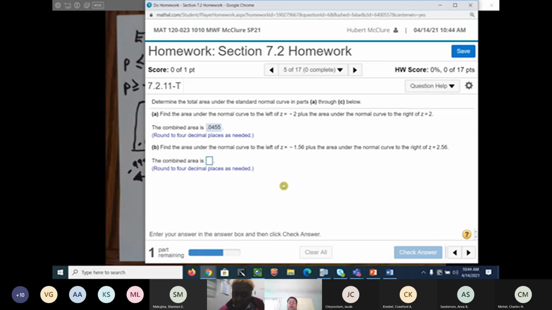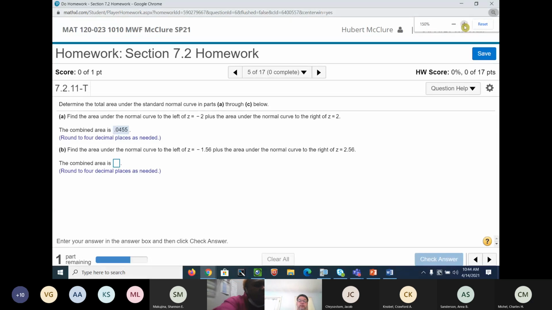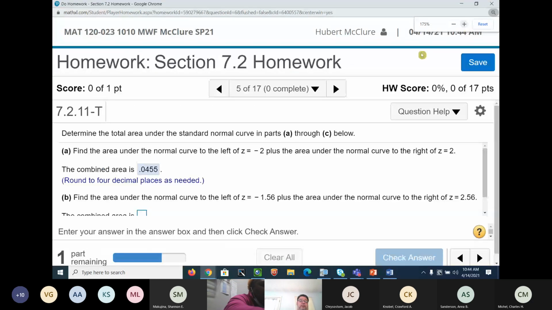Oh, look at this one. I want y'all to do this one. Do it on another curve. I'm gonna let y'all draw it. Let me blow it up. Some of y'all might not be able to see it. There you go. B.